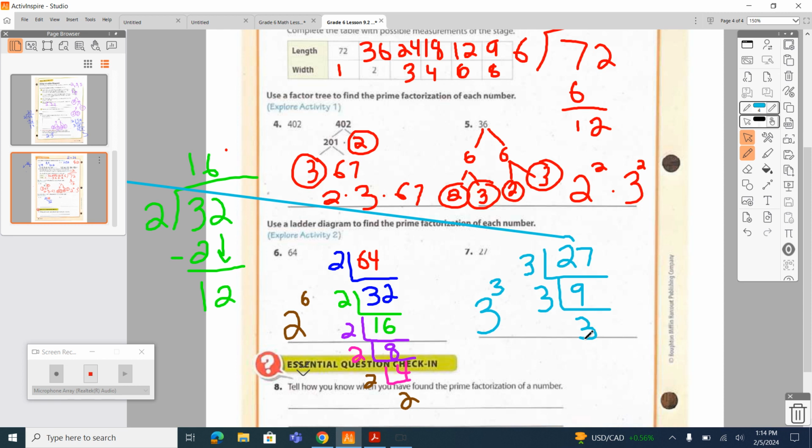So I hope that helped you out and you feel much more comfortable with prime factorization.